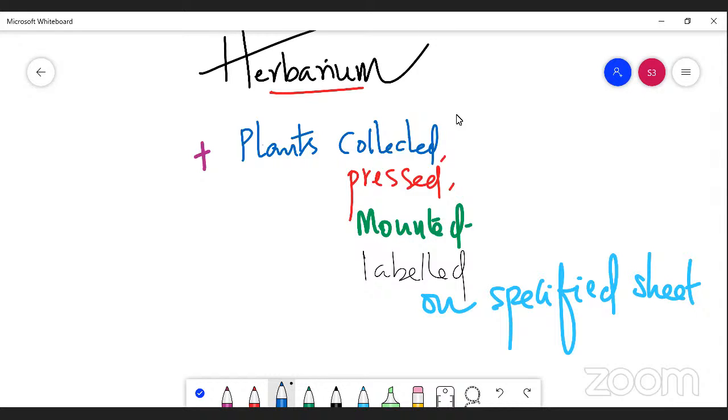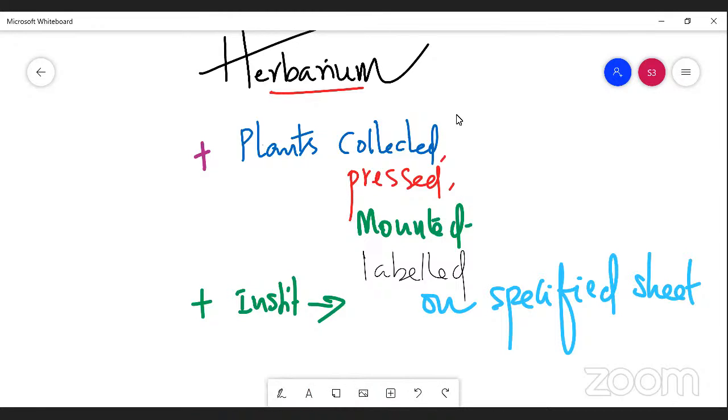So simply you can understand a herbarium is a collection of dried plant specimens mounted on a specific sheet. It is also referred to as an institute where the dried specimens are produced.